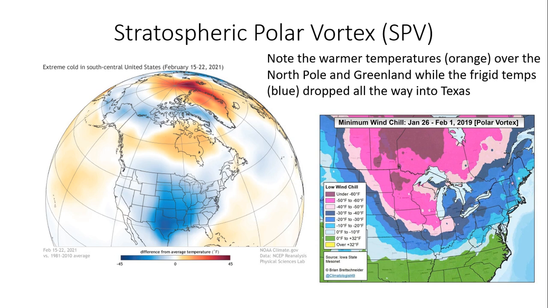This is called the warm Arctic cold continent concept, where the Arctic gets exceptionally warm and the lower latitudes tend to get much colder. The graphic on the right shows the polar vortex collapse of 2019, running from January 26th to February 1st, 2019. Look at the wind chill values as this polar vortex collapsed from the Arctic all the way down through Canada into the upper Midwest. We're talking wind chill values in that pink shading of negative 50 to negative 60 degrees Fahrenheit. Just absurd wind chill values.